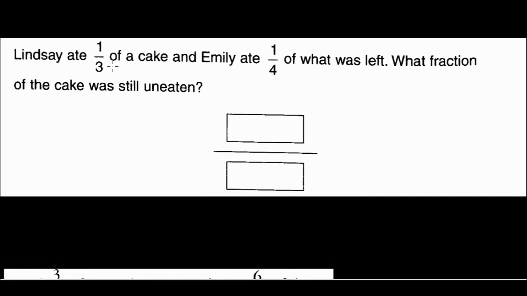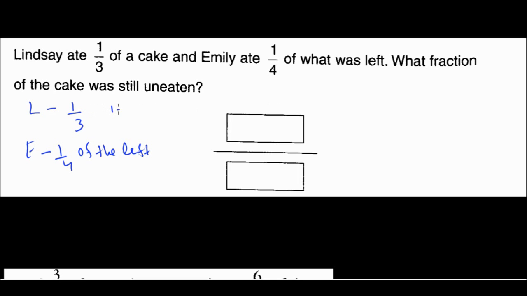So here Lindsay ate 1/3 of a cake. Alright, so Lindsay ate 1/3. Emily ate 1/4 of what was left. So Emily ate 1/4 of the left. Okay, so this is interesting. What fraction of the cake was still uneaten? Again, same thing asking, how much is left? So if Lindsay ate 1/3, how much is left?